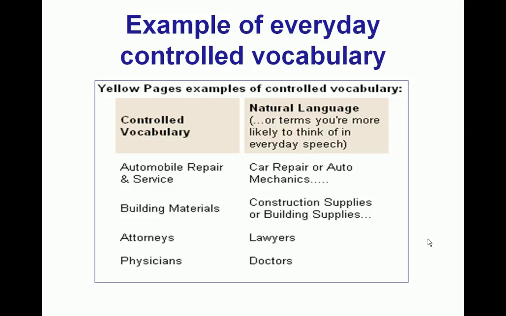So in natural language terms, you might say, my car is broken, I need to find car repair or an auto mechanic, but the Yellow Pages has deemed it automobile repair and service. Or let's say you don't like the prices at Lowe's or Home Depot, so you're looking for other places where you can get building supplies or construction supplies. Yellow Pages describes it as building materials. You say lawyer, they say attorney. You say doctor, meaning medical doctor, they say physician. Potato, potato. There you have it. Controlled vocabulary in your everyday life.